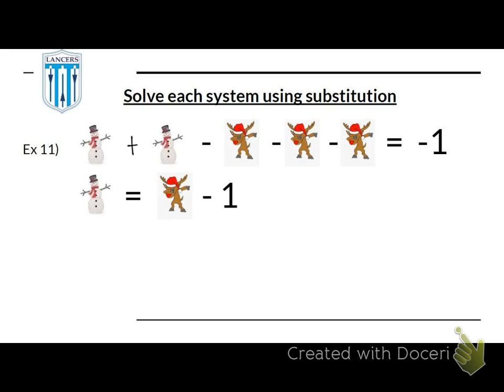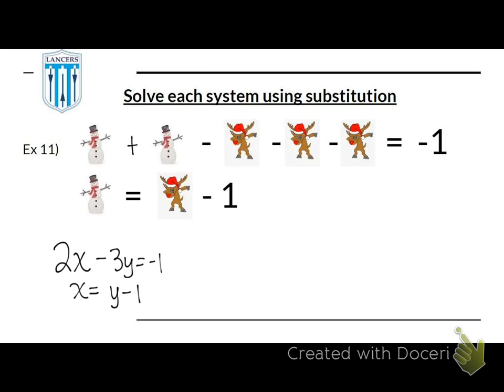Instead of using a snowman, let's use a variable. What variable do you want to use? X. How many snowmen do we see here? 2 of them. So I would put a 2x. What variable do you want to use for your reindeer? A y. So if I've got minus, minus, minus, what do you think I'm putting here? Minus 3y equals that -1. The other one, again, we said snowman is x, reindeer is y.